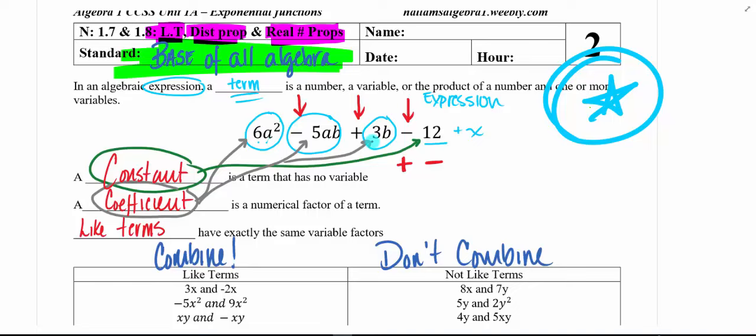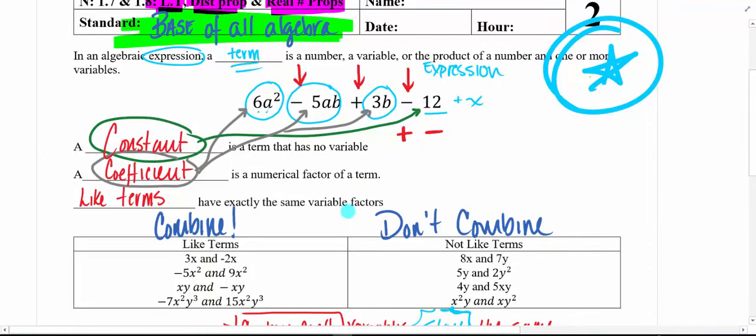Okay? Now, let's move down to what we're going to focus on here for a second, which is like terms. Now we've got a bunch of terms here. Here's one term, two terms, three terms, four terms, and there's that other one that we added in, which is an x. That's a fifth term. There's 5 terms to this expression.